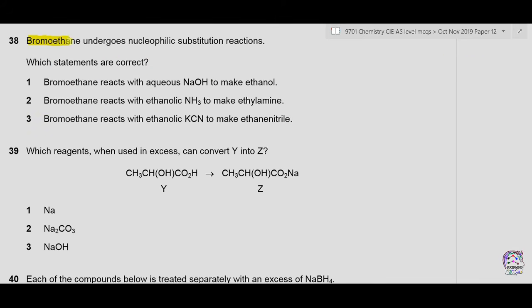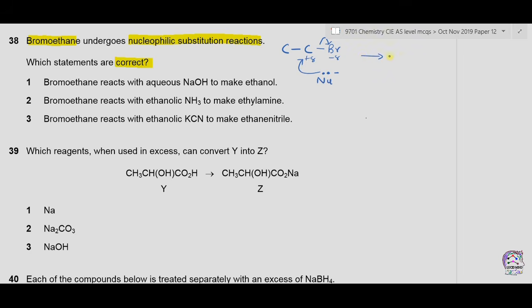Question 38. Bromoethane undergoes nucleophilic substitution reactions. Which statements are correct? Now the general equation for nucleophilic substitution reaction for bromoethane could be written like this. We have 2 carbon atoms for bromoethane and Br is also attached. As bromine is partial negative and carbon is partial positive, therefore a nucleophile having a lone pair of electrons or negative charge will attack this partial positive carbon and bromine will take electrons from this bond.